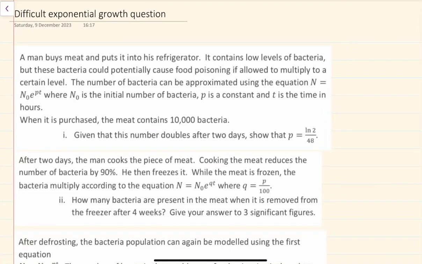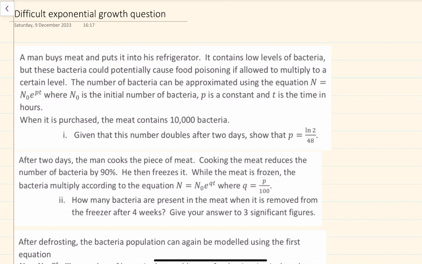Okay, this is a solution to a very difficult exponential growth question, which will be relevant for AS level maths and maybe even A2 level maths. It says a man buys meat and puts it in the refrigerator. It contains low levels of bacteria, but these bacteria could potentially cause food poisoning if allowed to multiply to a certain level.